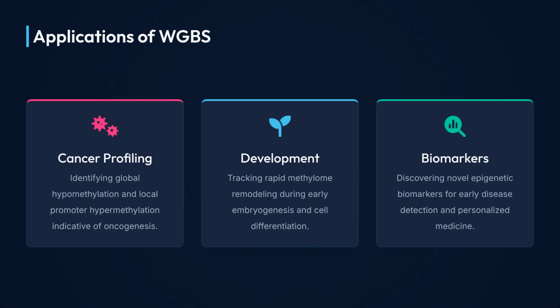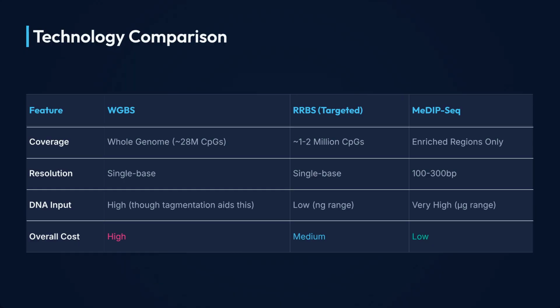Applications of WGBS include cancer profiling, tracking methylome remodeling during development and cell differentiation, and discovering novel epigenetic biomarkers for personalized medicine. This table compares WGBS with other technologies. WGBS provides the highest resolution and coverage, making it the most comprehensive method for whole genome methylation analysis.